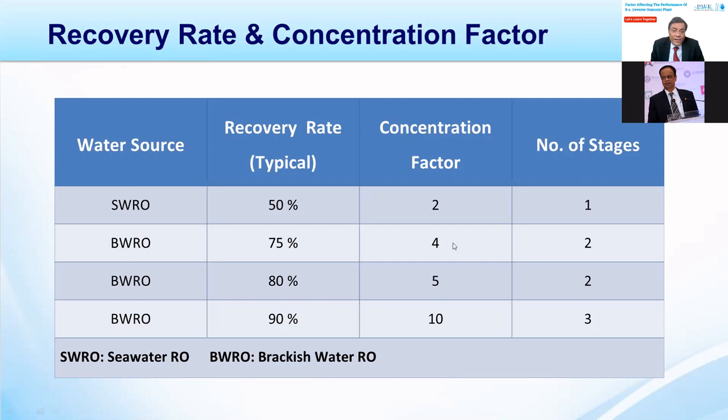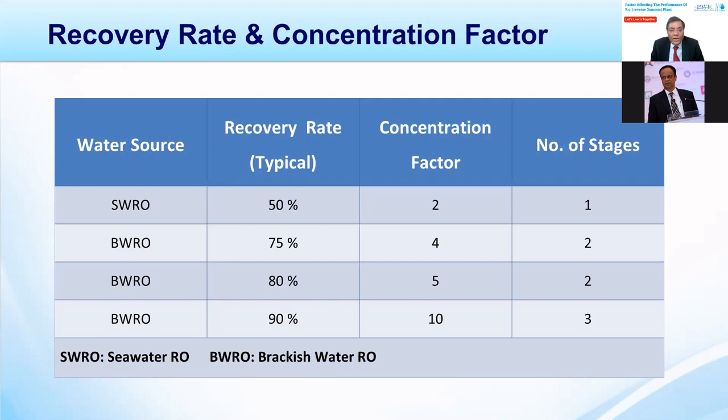The concentration factor, I would like to explain: if we have 75% recovery and feed TDS is 1000, the reject TDS will be 4000. And if we have brackish water and 80% recovery, the feed water has 1000 TDS, the reject will have 5000. At 90% recovery, the concentration factor on the reject side of the water will be 10.